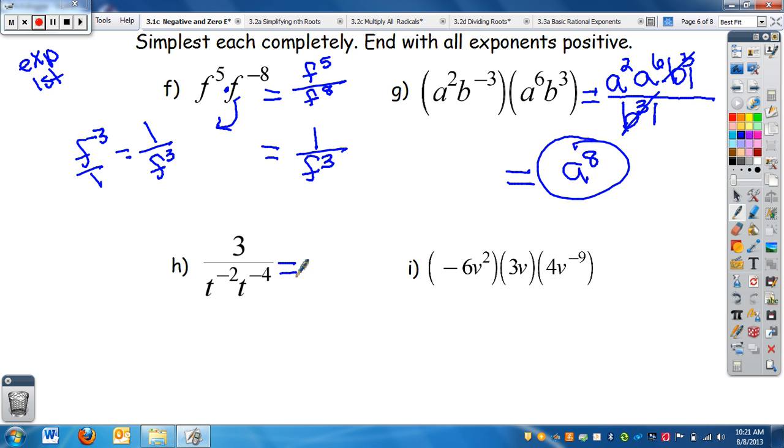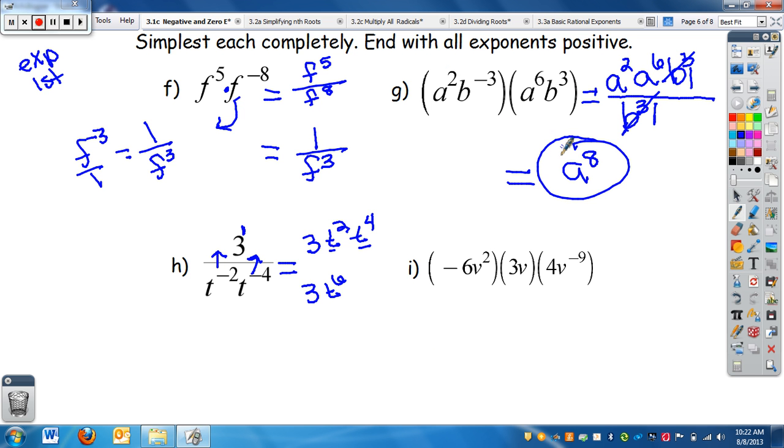On H, 3 has a positive exponent. 3 would not move. T has a negative, this one has a negative exponent, so it needs to be kicked to the numerator. And that one also needs to be kicked to the numerator, t to the 4th. I'm not done yet because I see 2 sets of t's. So I have 3 t to the 6th.